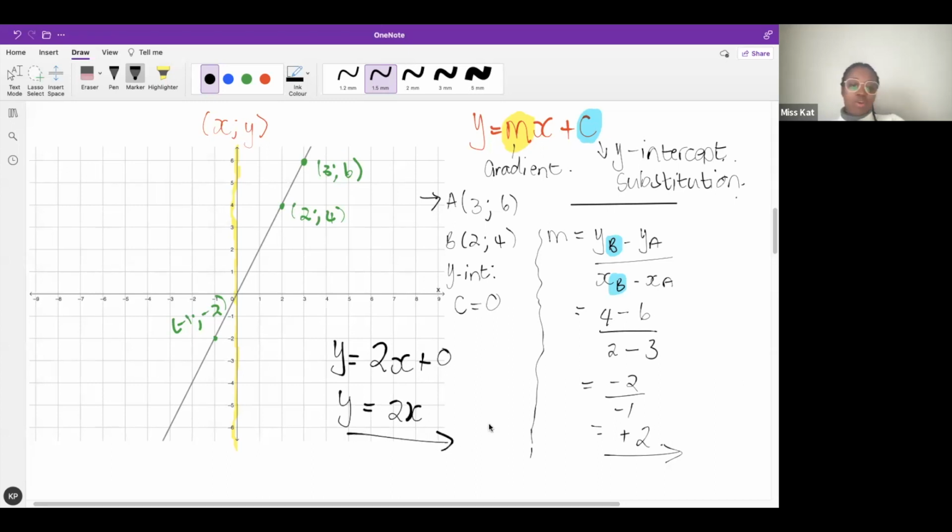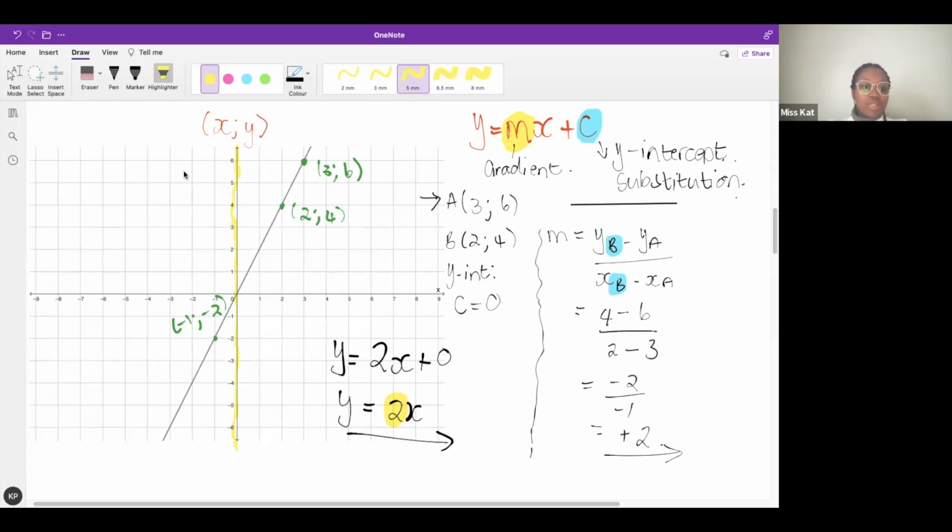And someone asked me about a coefficient. This is what we're talking about. It's your gradient. It's the m. In this case, c is 0, so we don't have to write it down. Okay, guys. So that's my equation. So this graph has an equation of y equals 2x.